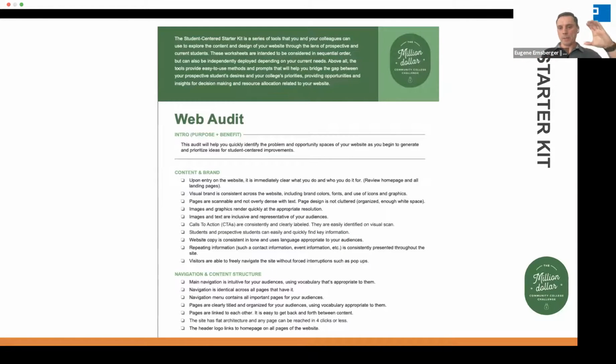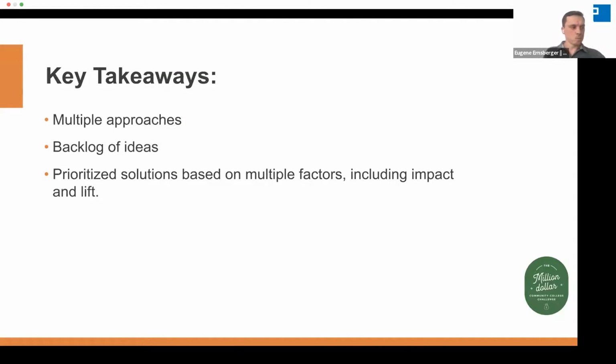These are all different categories that you want to walk through and make sure that the solutions you're coming up with are going to facilitate your audience to get through what they need to without breaking some of these best practices along the way. So we've created a web audit tool that is a part of that student-centered kit. So it's at least a starting point for how you might challenge the solutions you've come up with, with some documented best practices and common pitfalls.